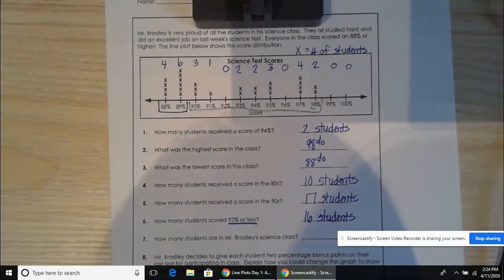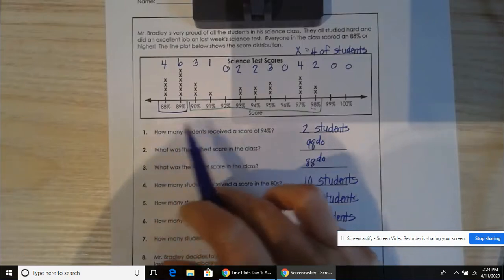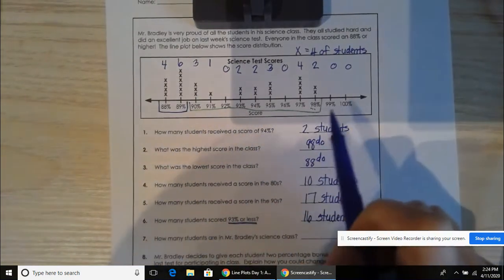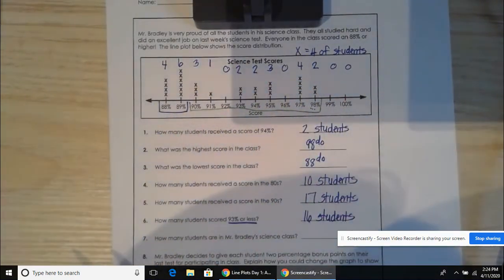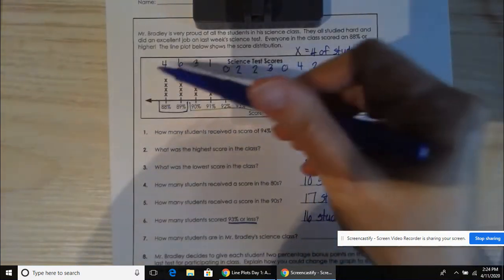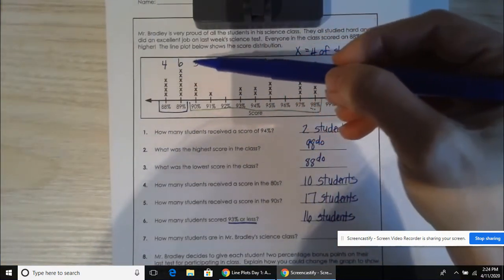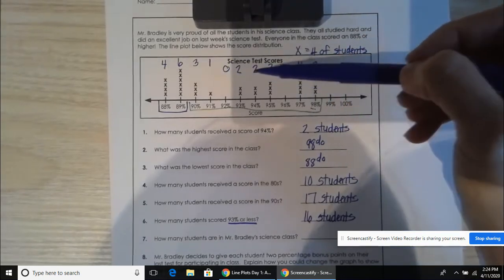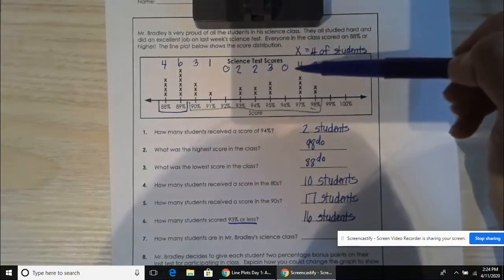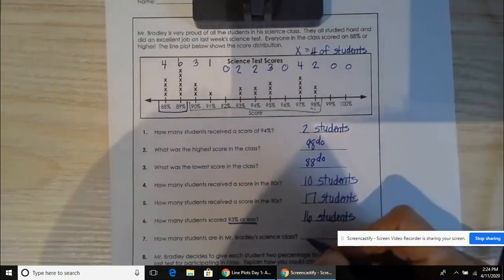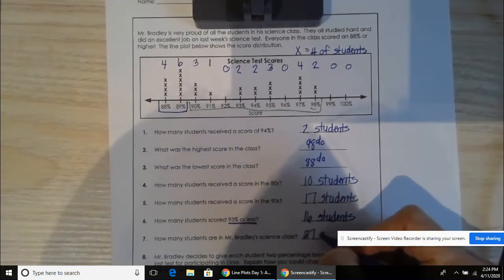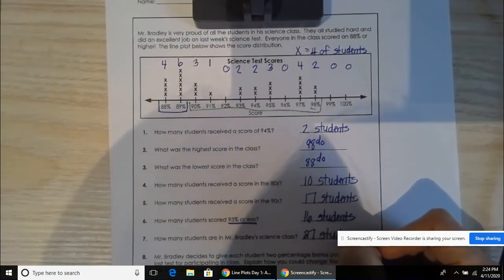Okay? How many students are in Mr. Bradley's science class? Now it's no longer focusing on the score itself, but how many students took the test all together. So we can just count up all our totals across the top. That's 10, 13, 14, 16, 18, 21, 25 plus 2 is 27. So that would be 27 students.